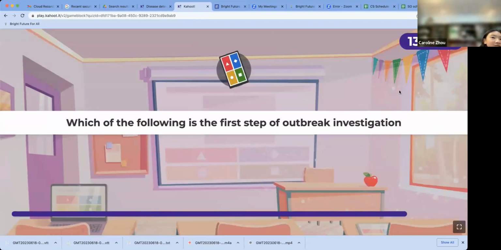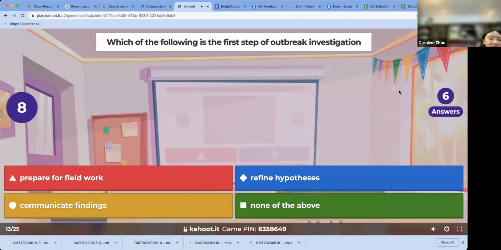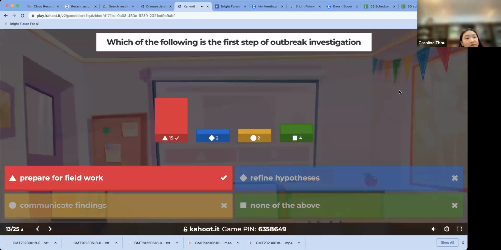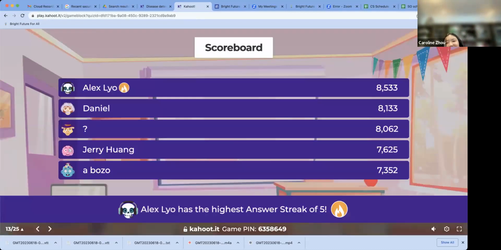Which of the following is the first step of outbreak investigation? Yeah, so the first step is preparing for field work because you have to prepare. Okay, good job.